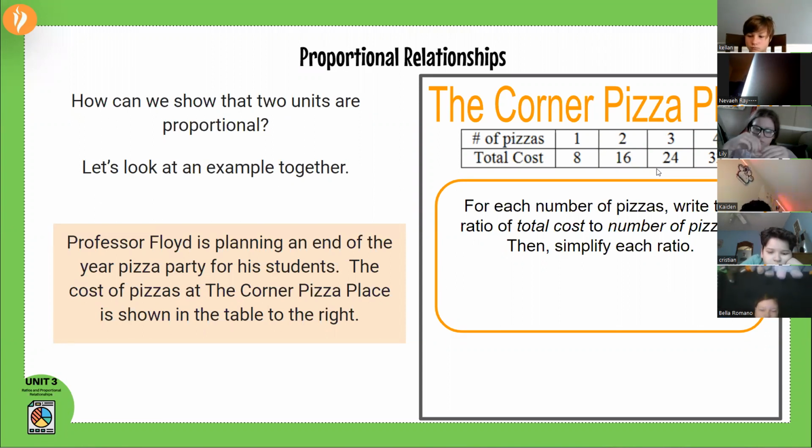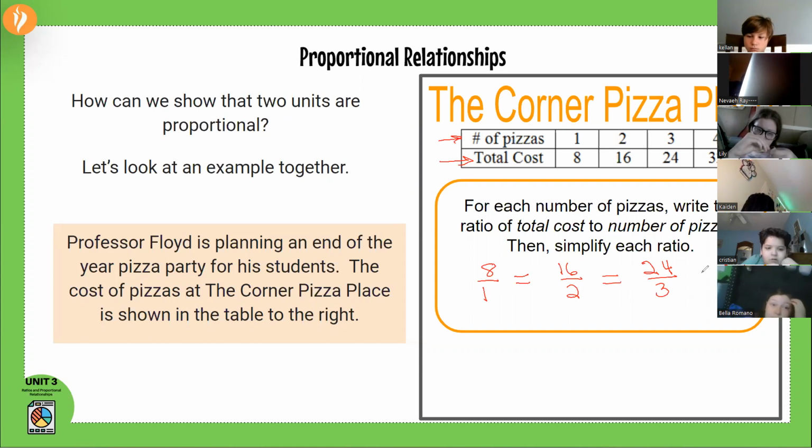All right, so it's telling us that to check to make sure these are proportional, we're going to divide the cost by the number of pizzas. So it's going to cost $8 for one pizza, $16 for two pizzas, $24 for three pizzas, and $32 for four pizzas. Do you believe that all of these ratios are equal? What if I simplified all of these? Would they be the same number? A nod or a shake? Yes or no? I see a couple of nods.